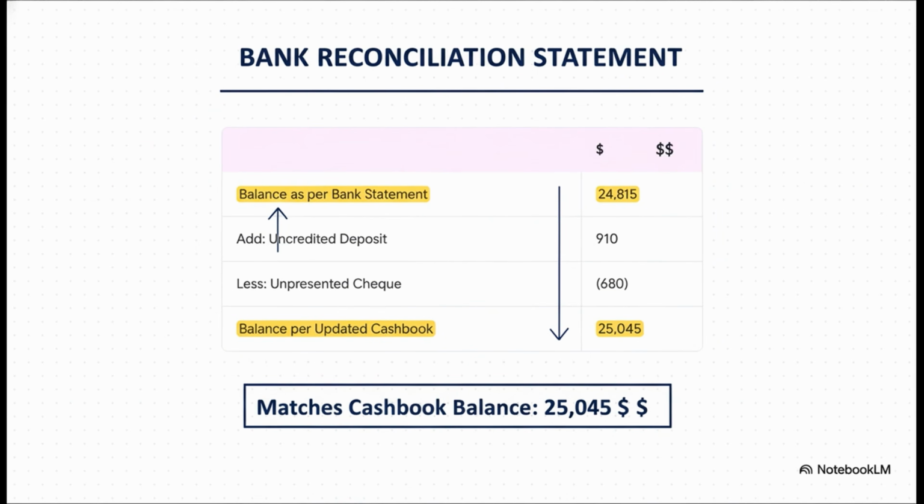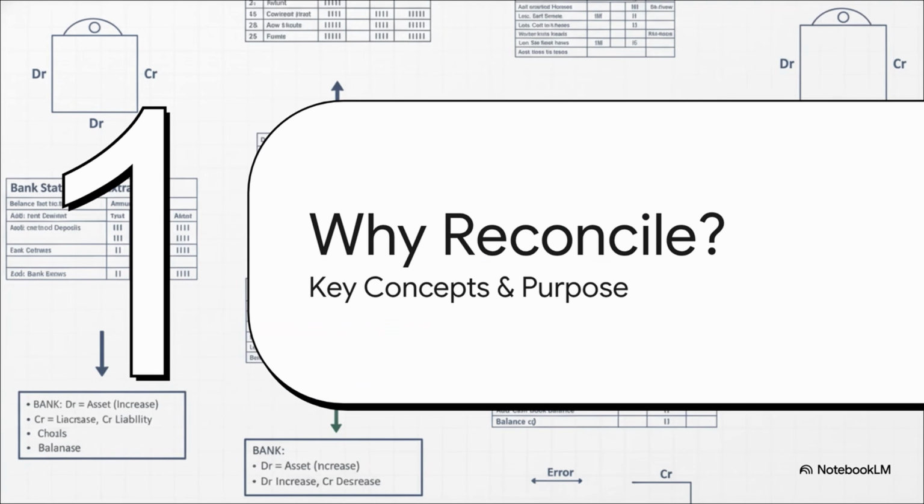And now for the magic. Step 2. The bank reconciliation statement itself. We start with the balance from the bank statement, which was $24,815. Then we account for our timing differences. We add the uncredited deposit from TH, that's $910. Next, we subtract the unpresented check we wrote to JW for $680. And what do we get? A final balance of $25,045. And look at that. It perfectly matches our updated Cashbook balance. That's how you know you've done it right. The books are reconciled.